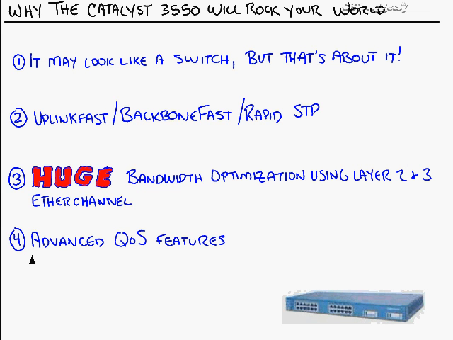Finally, the advanced quality of service features. As an IP telephony guy, this is near and dear to my heart. I want to make sure that my voice gets across the network without getting squashed by the data traffic. This comes with all the quality of service features that I need to make that happen, and I can enable them all at layer 2, layer 3. This is a router and a switch. Don't forget, it's not just a switch anymore. It looks like one, but that's about it.